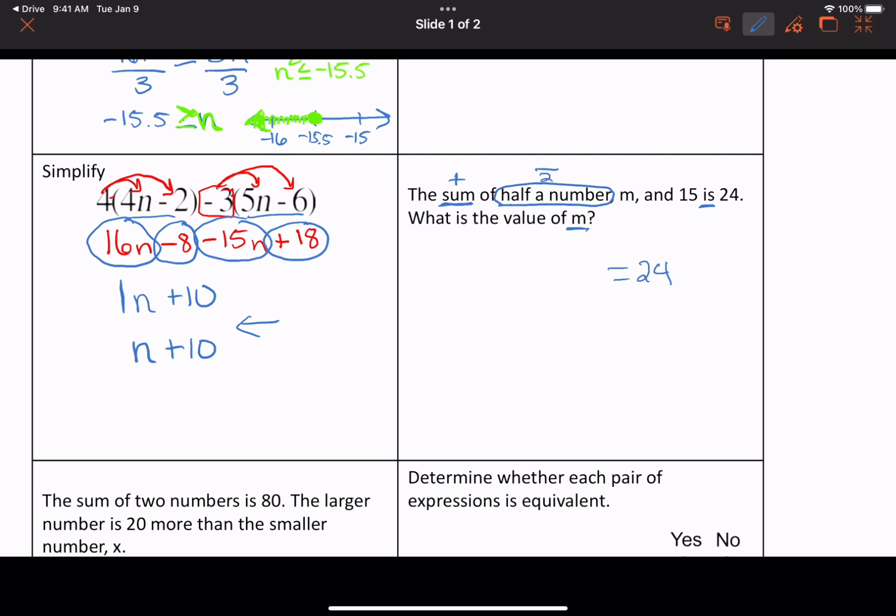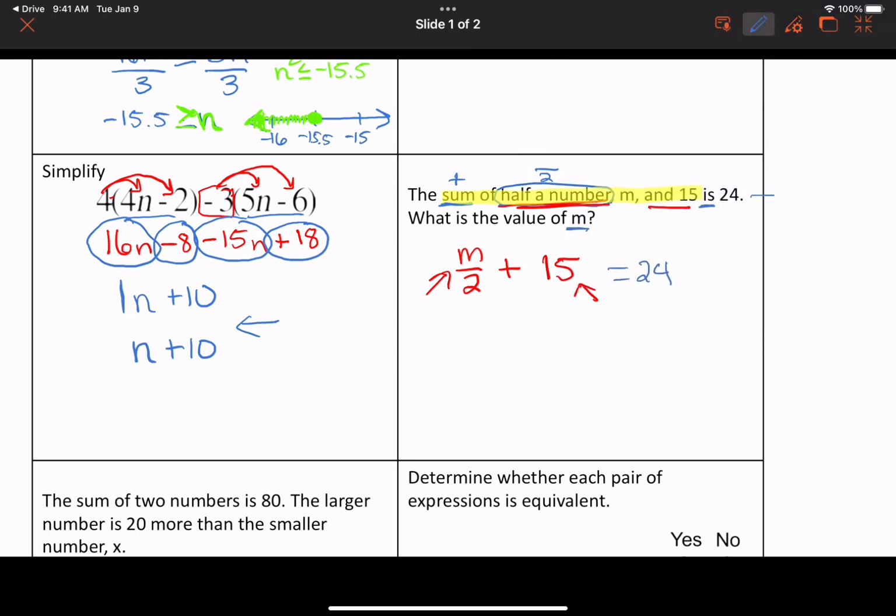I need the sum. Let me go to a highlighter really quick so we can kind of talk about this. The sum of half a number m and 15. Well, the sum takes 2 numbers. So I have a sum of 2 numbers. It has to be half of a number, m. So m divided by 2 would be half of that number, and 15. So now I have the sum of the 2 numbers, which is half of a number and 15. Okay? All right, let's move on to our next step of solving.